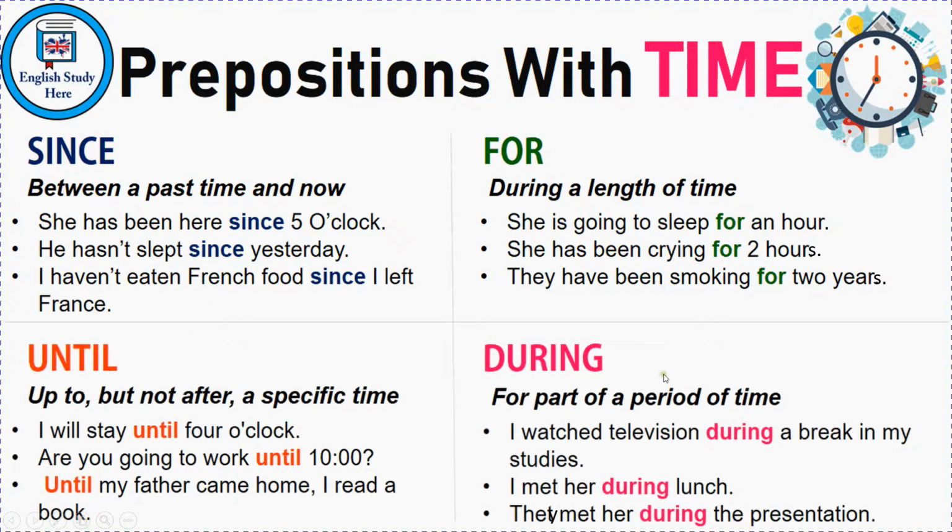The next is until and during. Until means up to, but not after, or a specific time. Like I will stay until 4 o'clock. It is showing specific time that I will go after 4 o'clock only. Are you going to work until 10? Until my father came home, I read a book. So it is showing you a specific time.